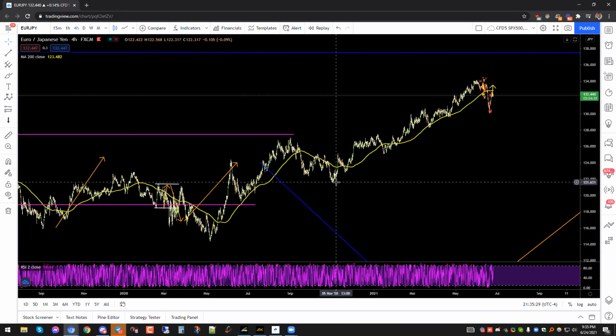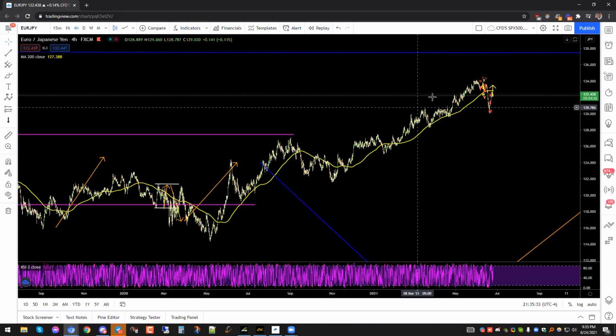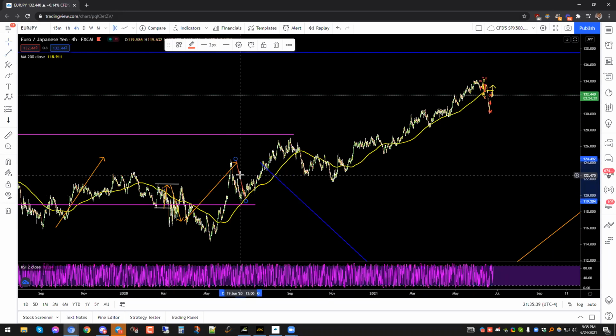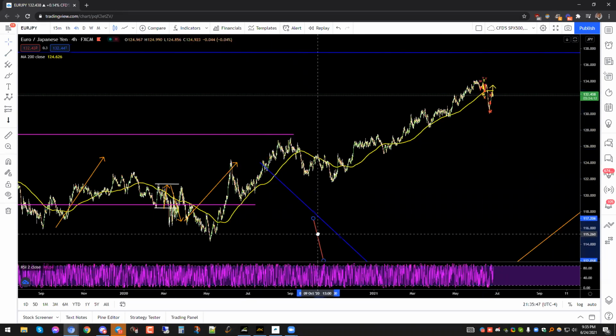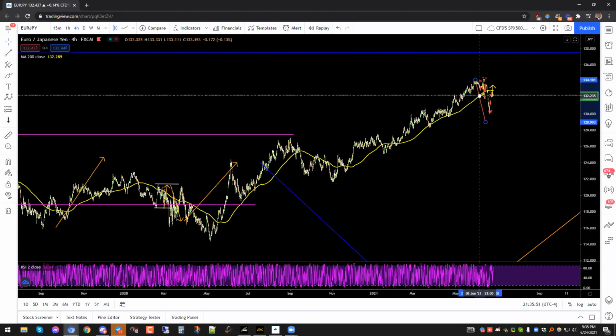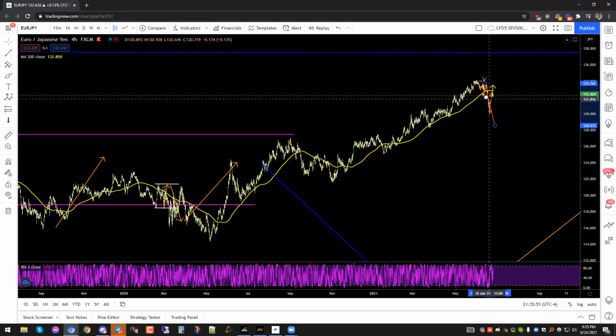So this could be 1, 2, and 3 to the upside like that. So this is our three-wave move up. And this wave looks like the wave that we should be looking for over here. Yeah, this looks like it. Potentially, that's the wave that we should be looking for.